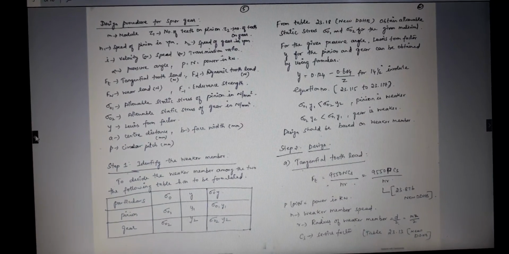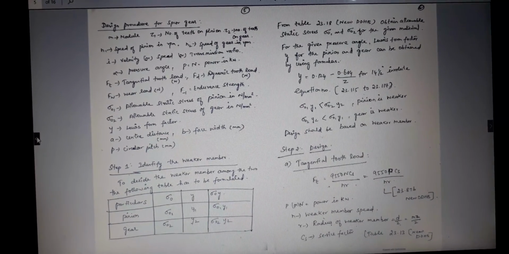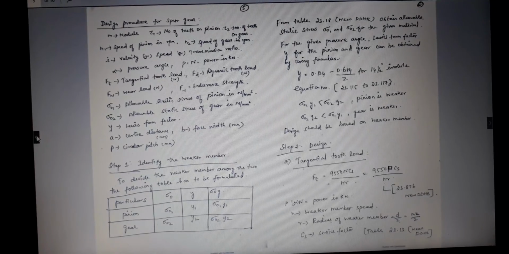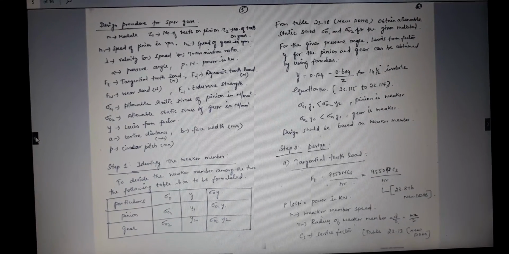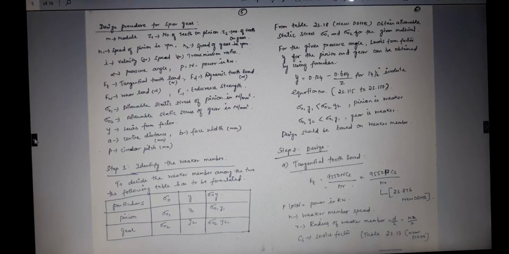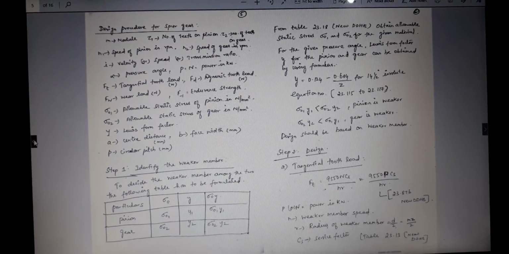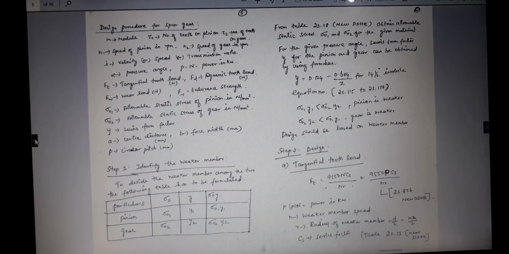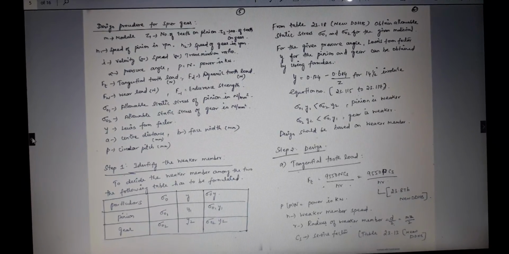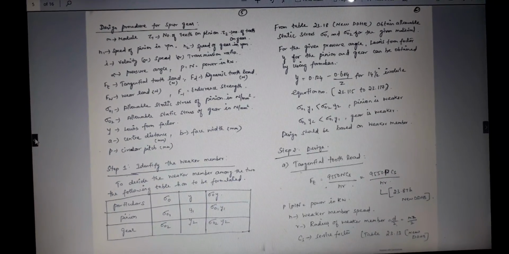After that, you have to multiply the sigma naught 1 or sigma naught 2: sigma naught 1 Y1, sigma naught 2 Y2. Based on that, whichever is the lesser value is the weaker. If the pinion is weaker, you have to design based on the pinion.